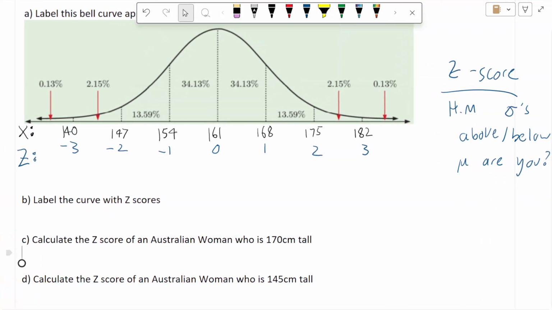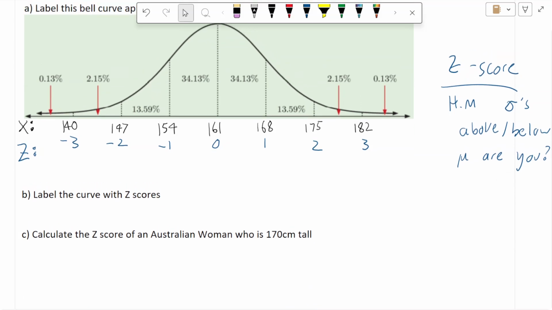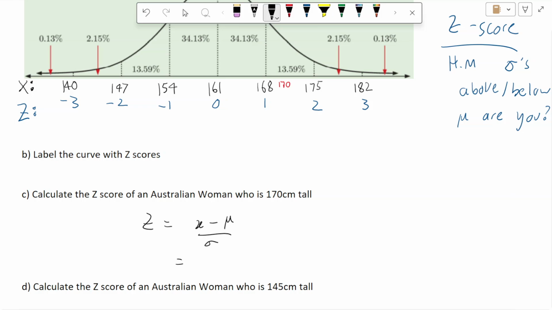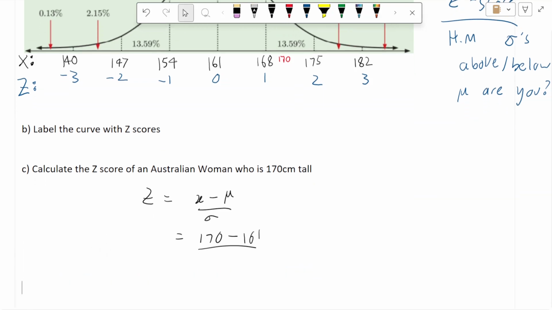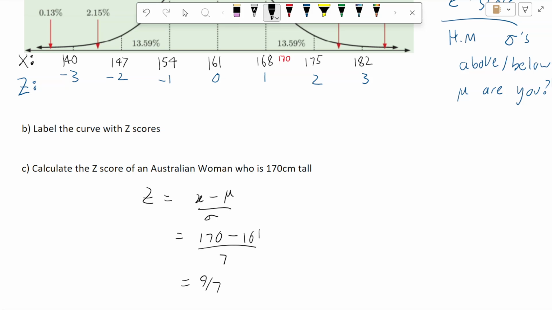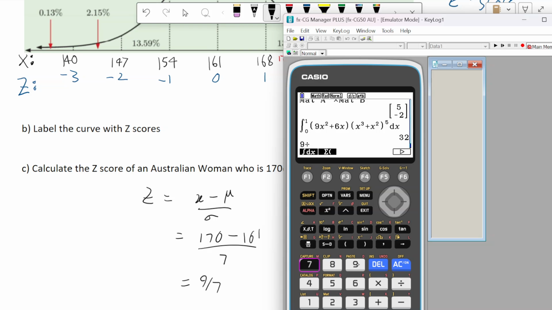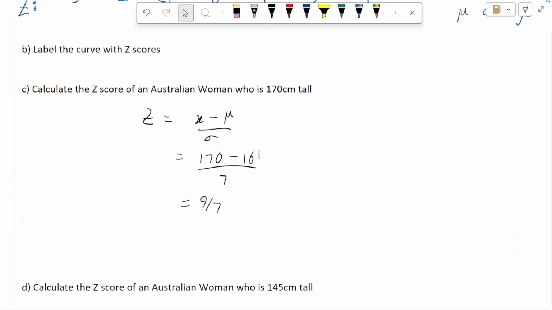There's also a formula for calculating Z scores. Calculate the Z score of a woman who's 170 centimeters tall. 170 sort of lives in here, so I would expect the Z score to be maybe 1.3 or something, between 1 and 2. Z is the observed value, X, take the mean, over the standard deviation. So this is 170, take the mean, 161, all over the standard deviation, 7. That's 9 over 7, which on the calculator is 1.28 or 1.29. My guess of 1.3 was fairly close. So that's our Z score.